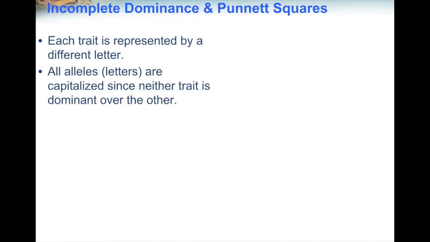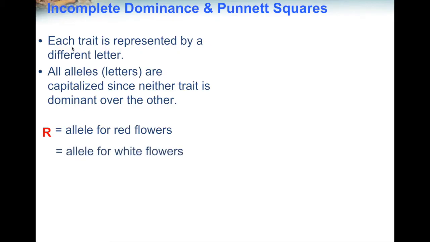So let's look at that example with the red and white flowers. The allele or letter for red flowers, okay, let's make it R for red flowers, and we're going to capitalize it because neither trait is dominant. Now, for white flowers, remember we said that each trait gets a different letter. So in this case, for white flowers, let's make it W. And we're going to capitalize it again because neither trait is dominant over the other.